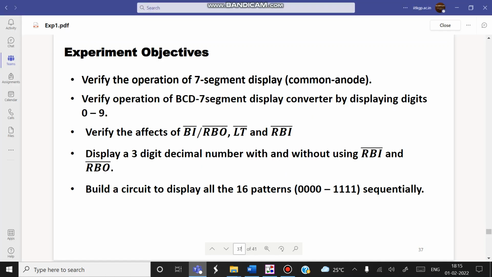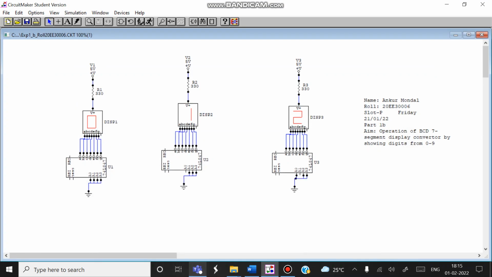In part B, we had to use a BCD to 7-segment display converter to display digits from 0 to 9. I have not put all the digits, but I have shown 3 digits: 0, 1 and 2. For 0, the BCD input will be 0, 0, 0, 0, so they are put in active low. For 1, we know it is 0, 0, 0, 1, so you see A0 is kept floating. Similarly for 2, A1 is kept floating because it is 0, 0, 1, 0.